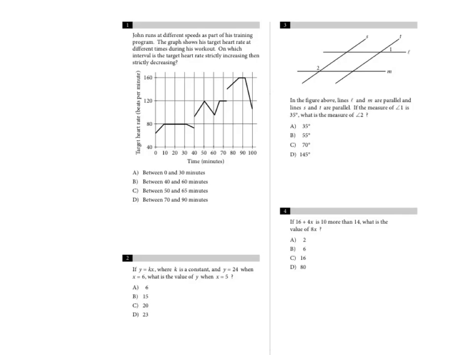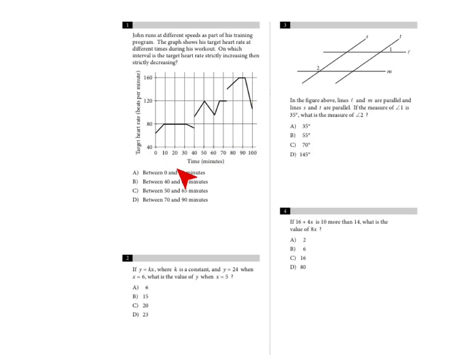Let's look at number 1 now. John runs at different speeds as part of his training program. The graph below shows his target heart rate at different times during his workout. On which interval is the target heart rate strictly increasing, then strictly decreasing? So we need strictly increasing and strictly decreasing. Okay, so looking at our graph here, how about this?